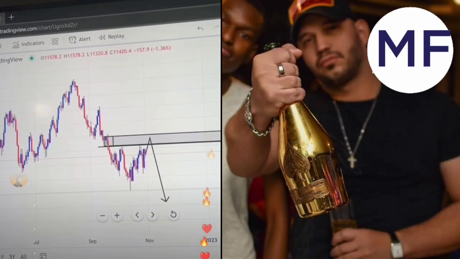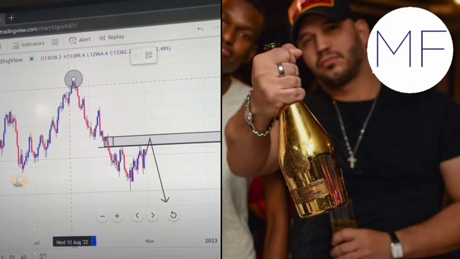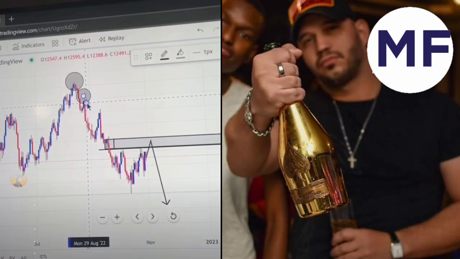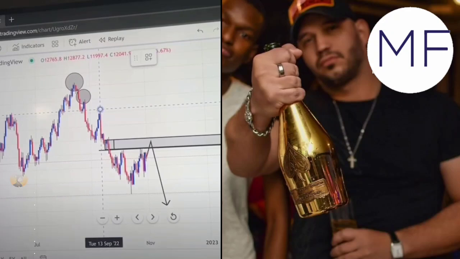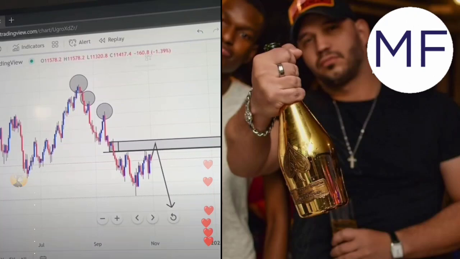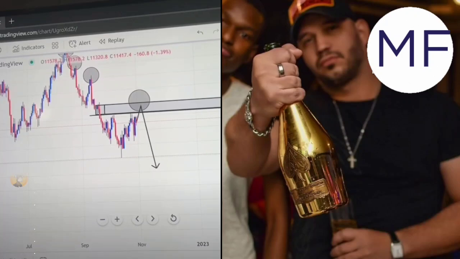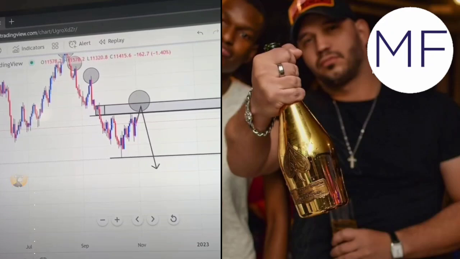And then once again, what do we have? We have a situation where we're making highs. Lower high, lower high, lower high. And obviously, if price now takes out this low, we're obviously expecting price to come back into premium of this range.